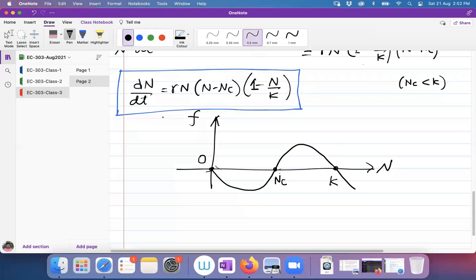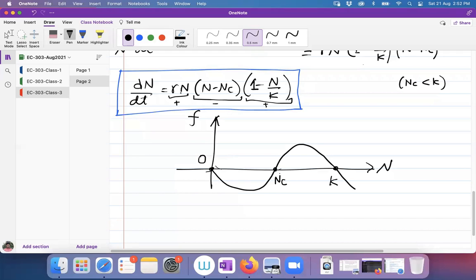Okay, so is this fine with everyone, or do you need some time to process this? One way to think about this: when n is positive but small, this is negative, this is positive, this is positive. The product of positive, positive, negative will be negative. So in this range, it has to be negative.